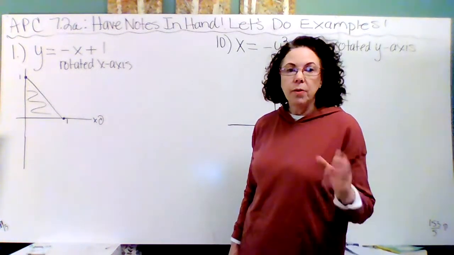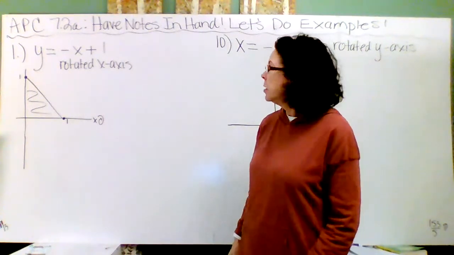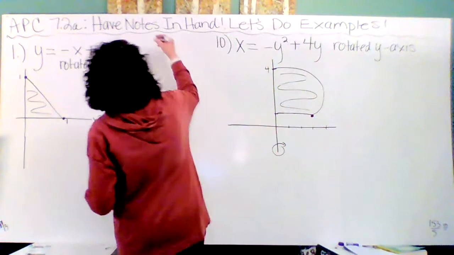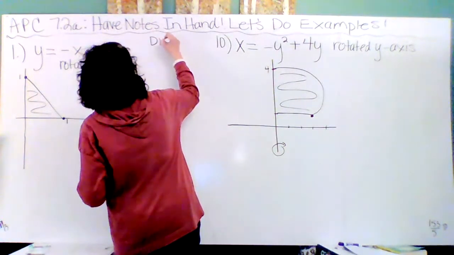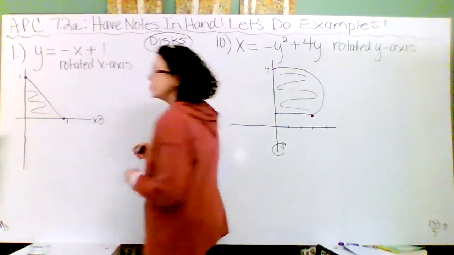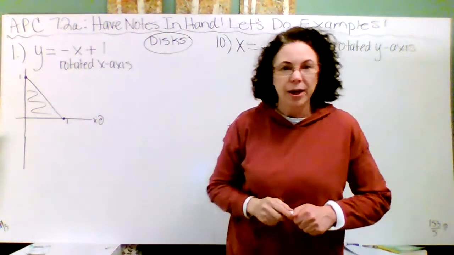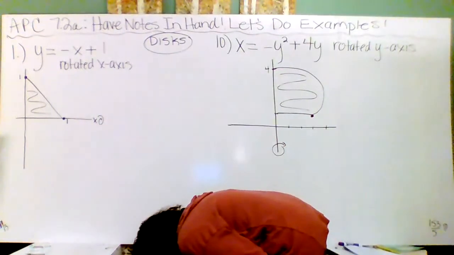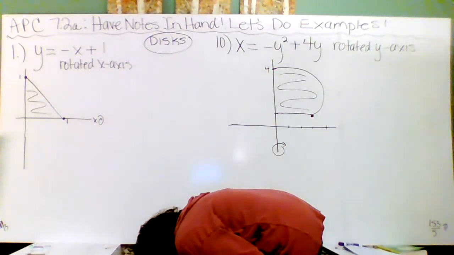So we're first going to do what is called the disk method, which I really should have written. We're going to collect disks so that they form a volume, right? And so let's take a look here. I have, what do I have down here?